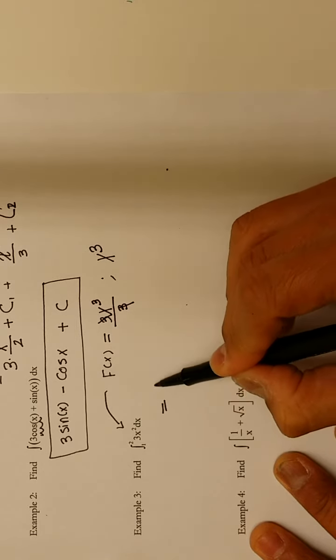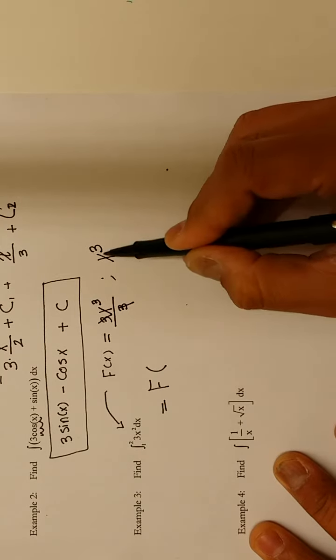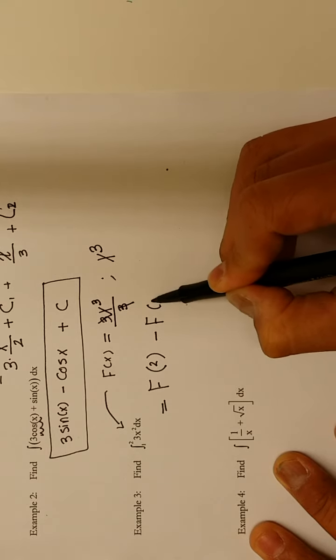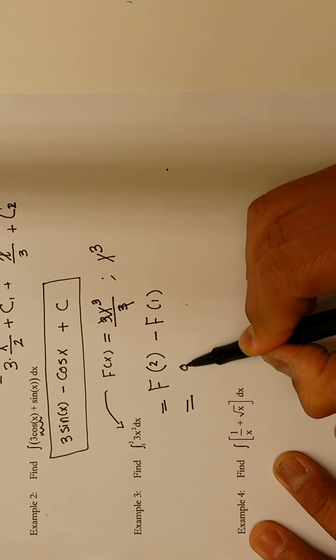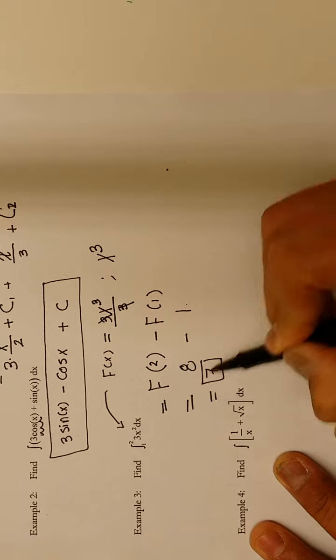So what you do is you take the antiderivative, you evaluate the function at 2 minus the function at 1. If you plug 2 in there, you get 8. If you plug 1 in there, you get 1. So this equals 7. So that net change is equal to 7.